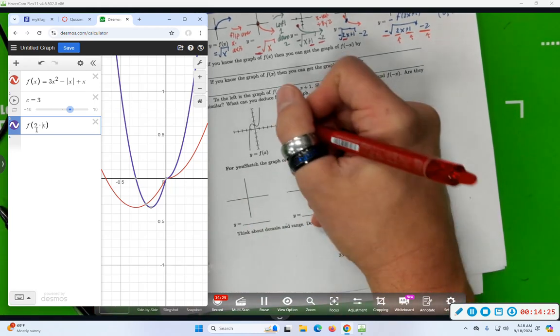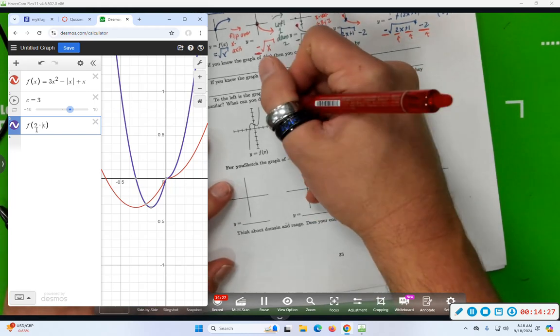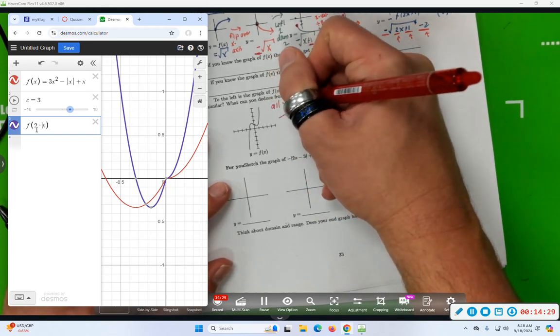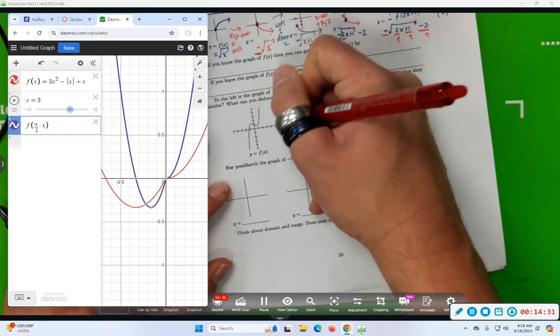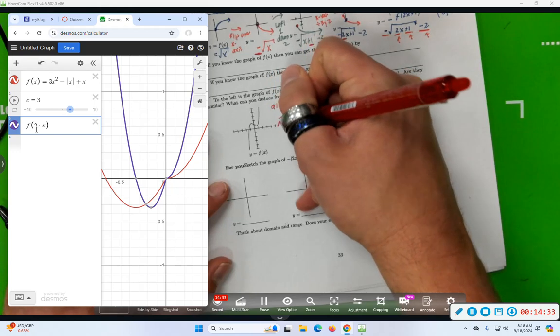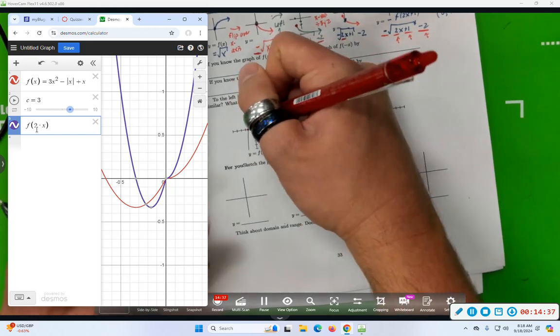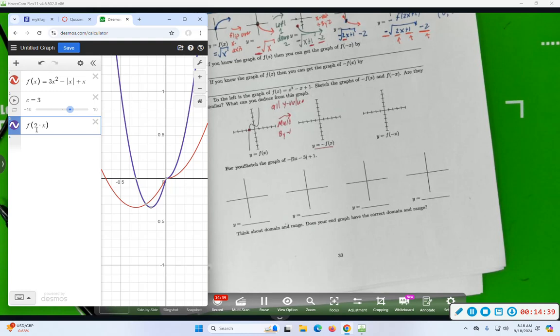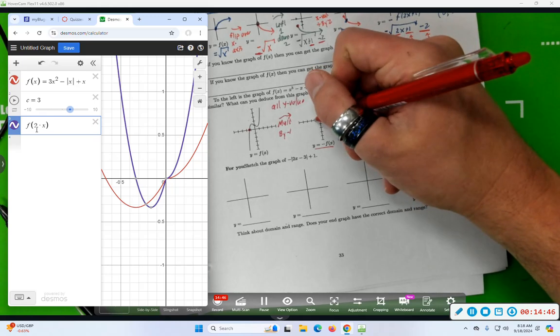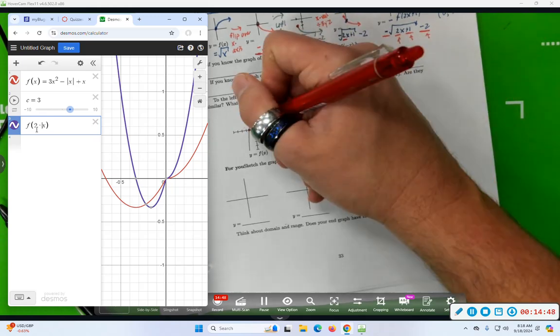So to go from here to there, I'm going to multiply all y values by -1. So that point right there where there's a y value of 0, that won't move. -0 is still 0. So that point will still be in the same location.